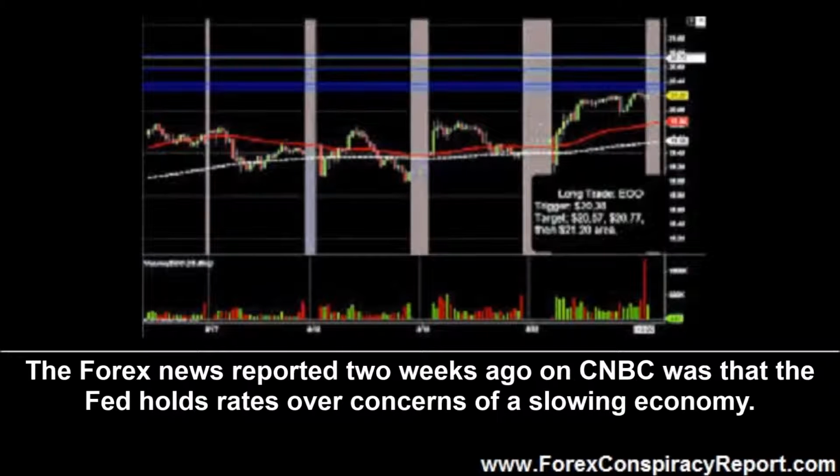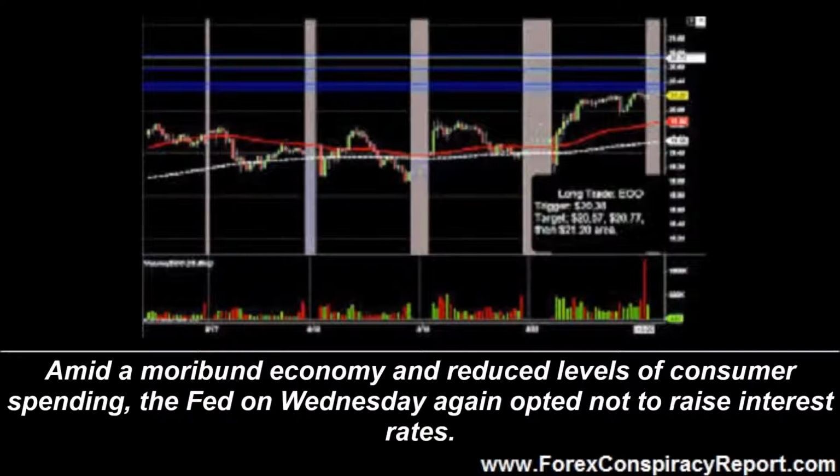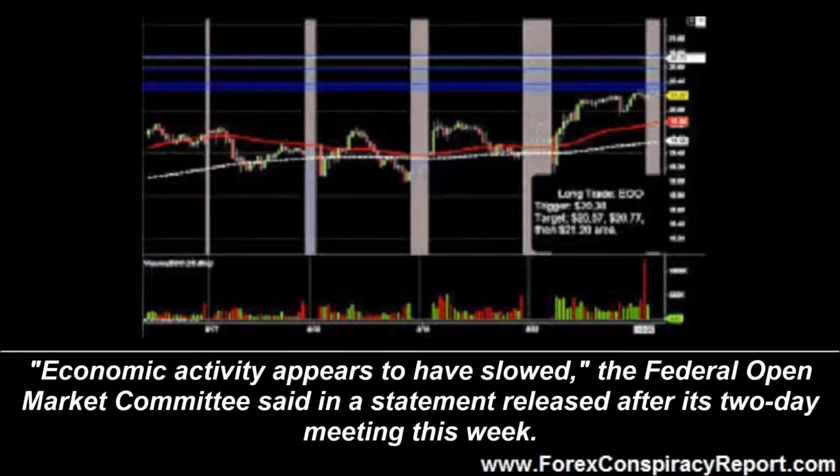The Federal Reserve and U.S. interest rates. The Forex News reported 2 weeks ago on CNBC was that the Fed holds rates over concerns of a slowing economy. Amid a moribund economy and reduced levels of consumer spending, the Fed on Wednesday again opted not to raise interest rates. Economic activity appears to have slowed, the Federal Open Market Committee said in a statement released after its 2-day meeting this week.